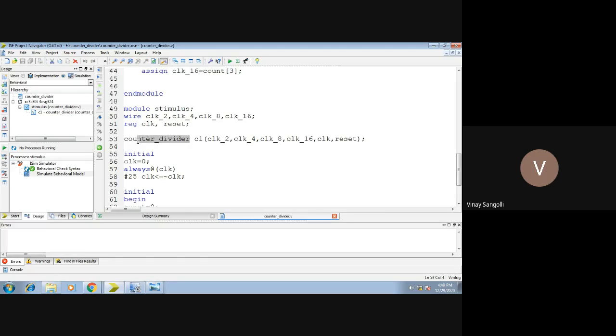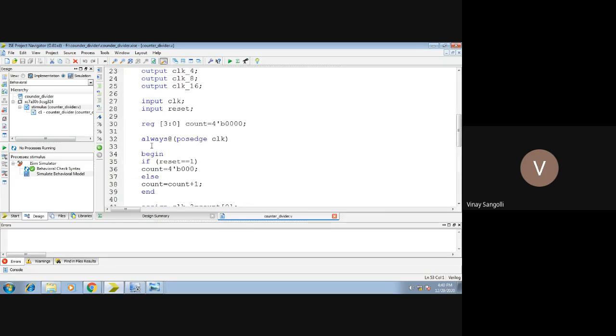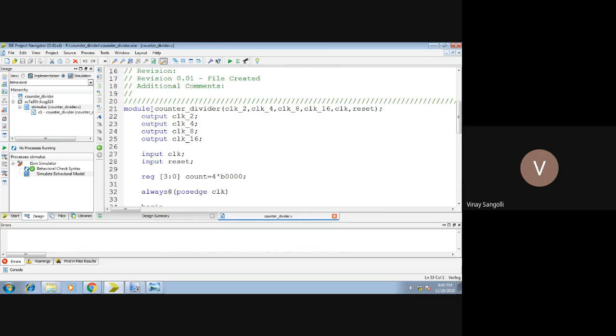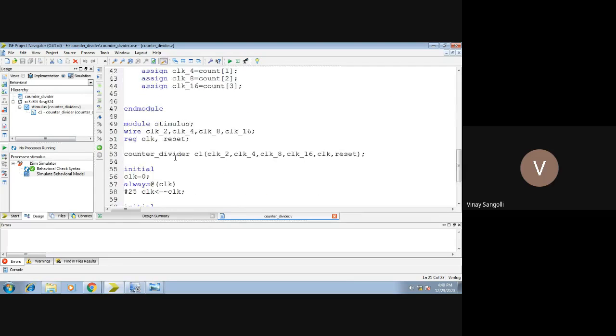Finally, the counter divider, what is this? This is the name of the module to which we are writing our test bench. So the name of the module must always be the same. That is counter underscore divider. This is the name of the module. So the same name must also be used here as well. Finally, some instance name. You can give any instance name, no issues. C1, C2, anything you want.